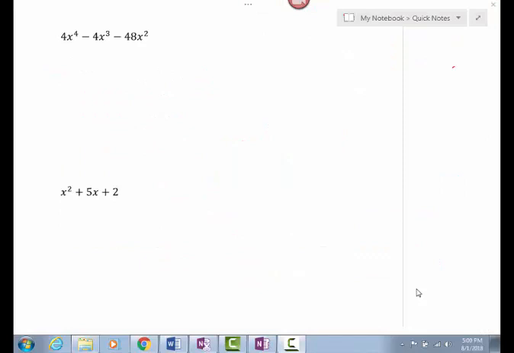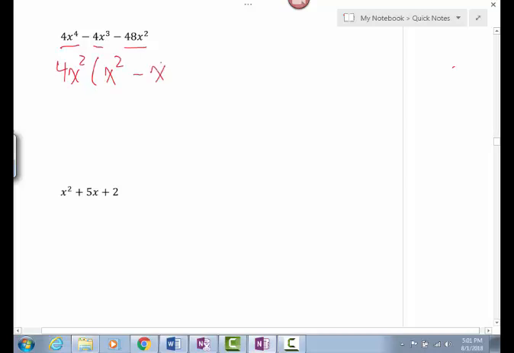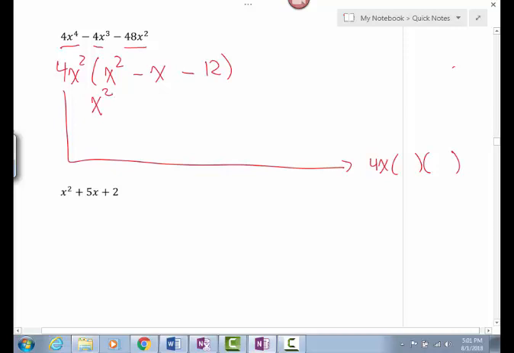All right, so next problem here, 4x to the 4th minus 4x to the 3rd minus 48x squared. All right, so first things first again, let's go ahead and factor out what we can from the beginning. Looks like we can take out a 4x squared, and we'll be left with an x squared minus an x. Minus 4 goes into 48 12 times. Okay. I'm going to put this over here to the side, so I don't forget about it, 4x squared. Okay. So now I have x squared minus x minus 12.